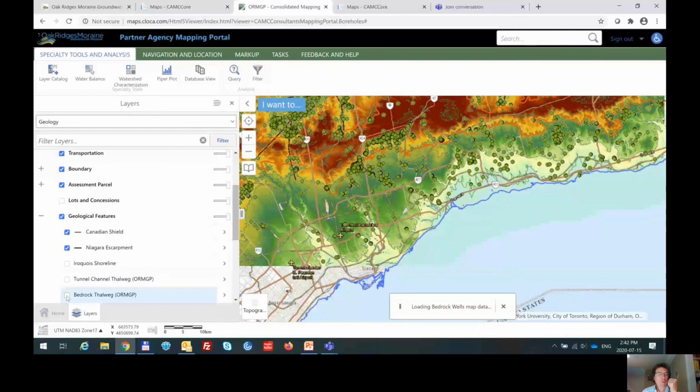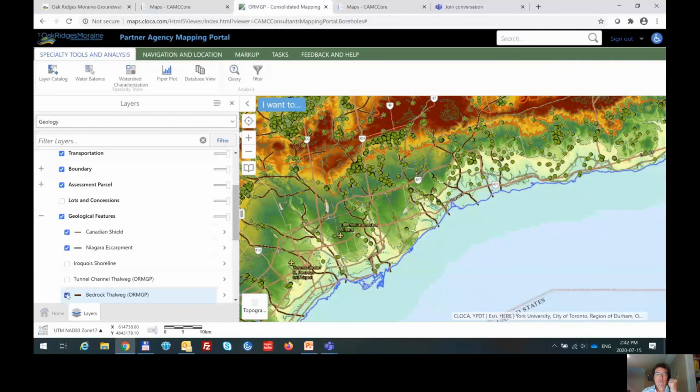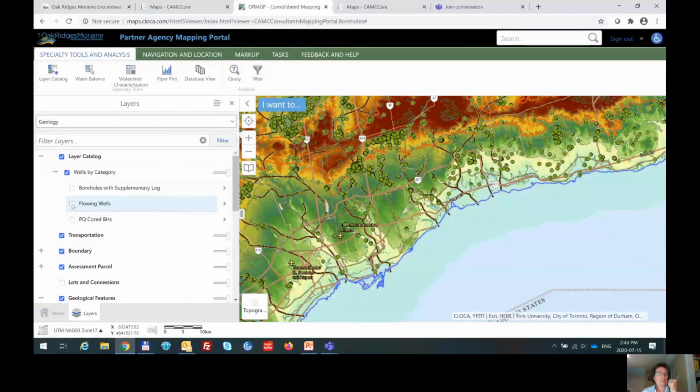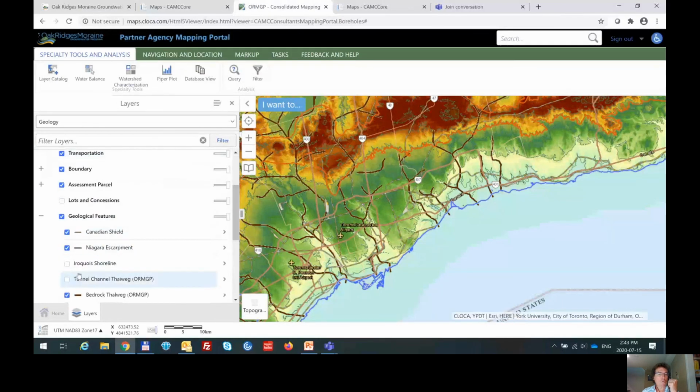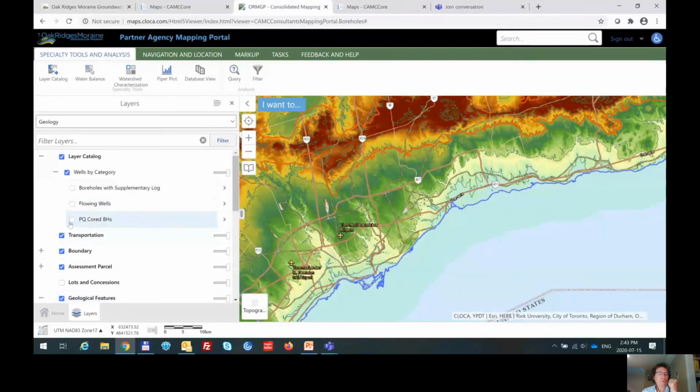Do I see flowing wells in our bedrock valleys? So if I turn the bedrock valleys on and off, yeah, we've got some flowing wells down along here. I know for sure we have a huge one in High Park, some up along the Don Valley. So you can play around with different data sets with this. Let me put on PQ core holes.